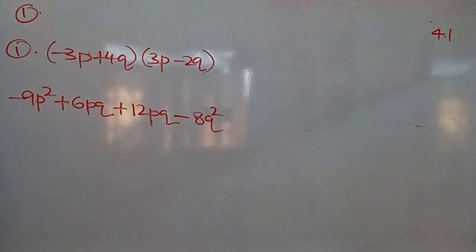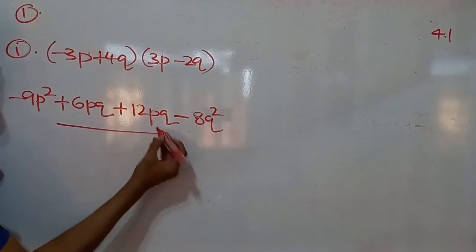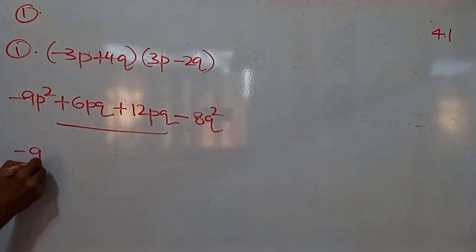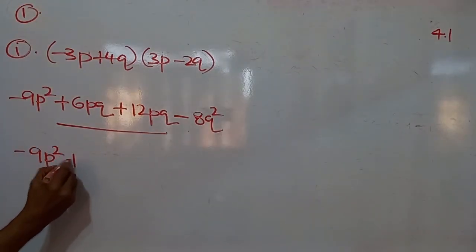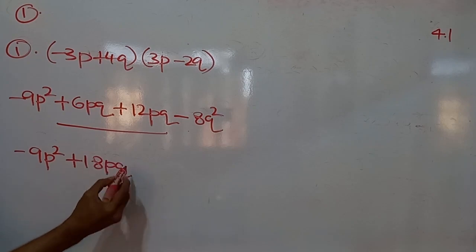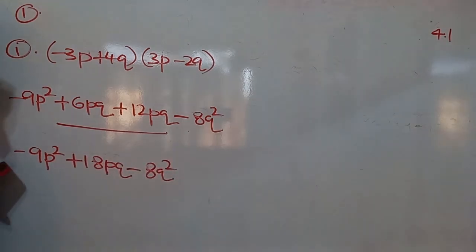4q into 2q, that is 8q squared. That is negative. Alright? Like terms. So negative 9p squared plus 18pq minus 8q squared.